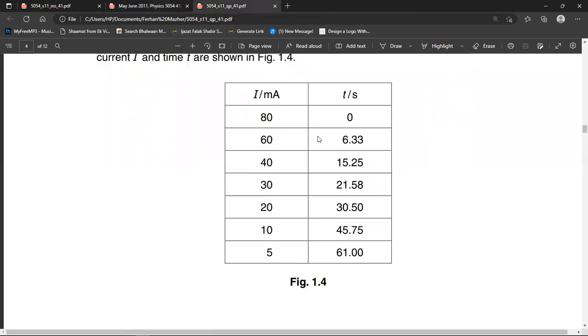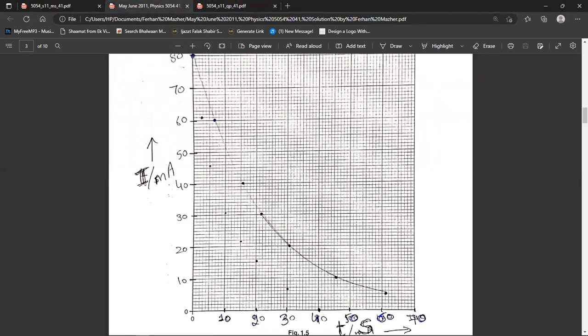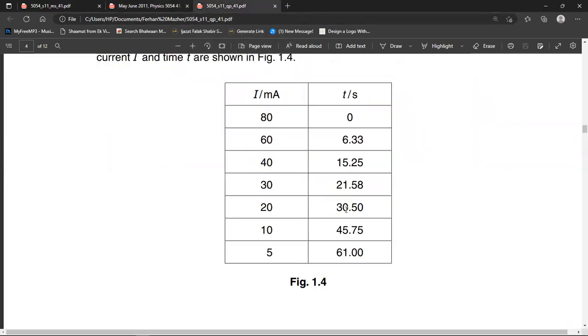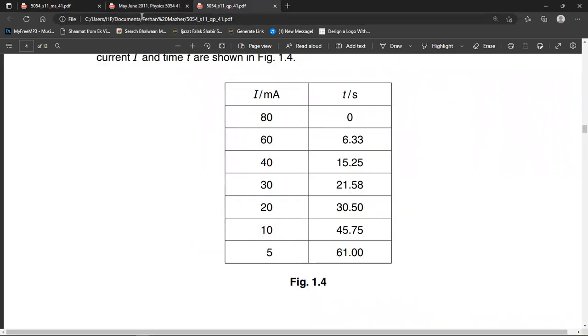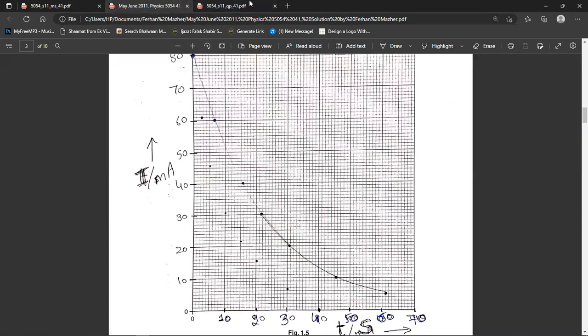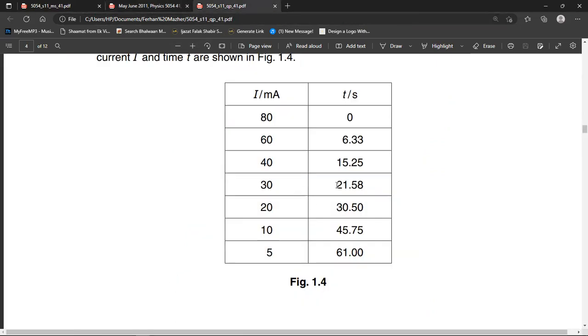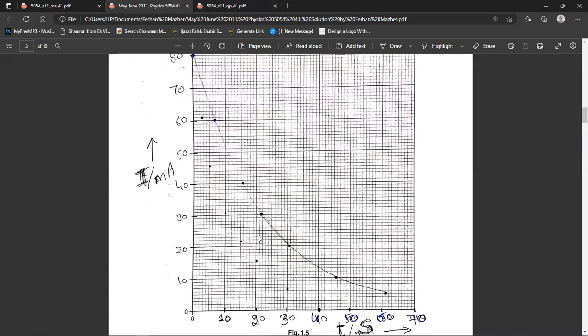And then at 6.33, it is 60. 6.33 will be here somewhere. Yeah. And at 15.25, you will have 40, so I will put this dot. And at 21.58, you will have 30. Put this dot.